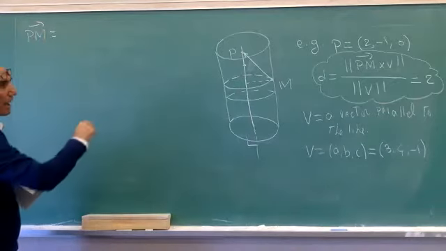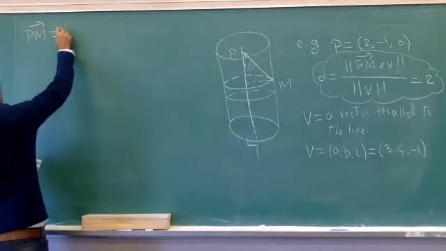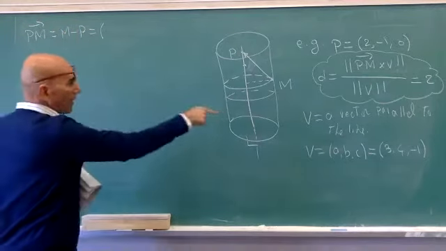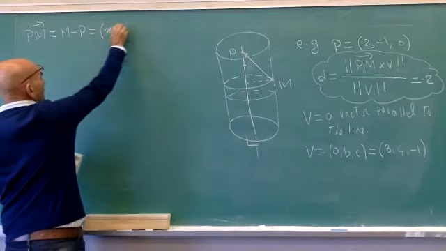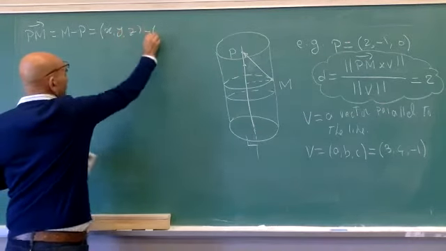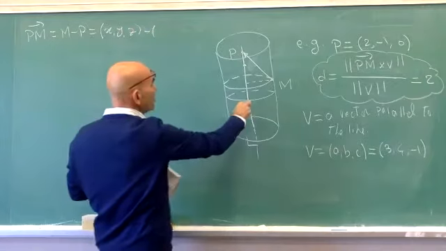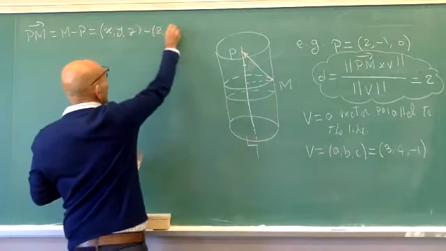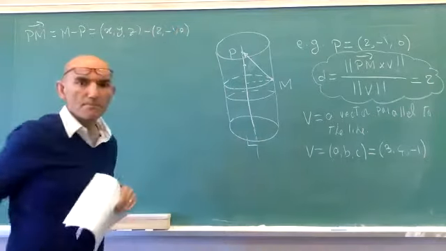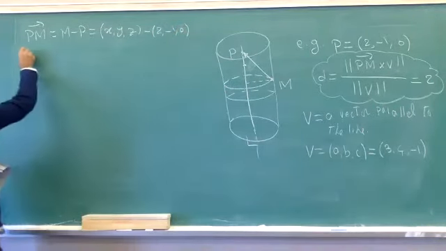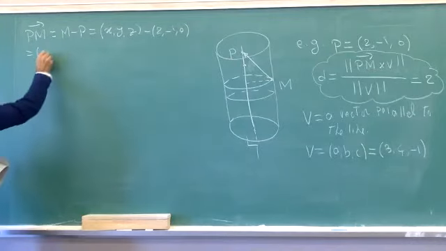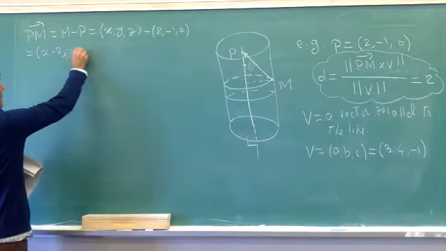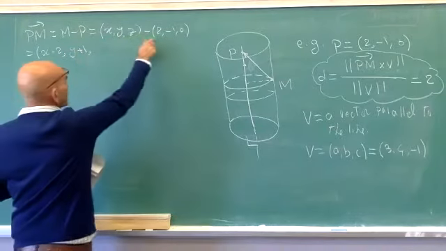PM or MP doesn't matter really, it's just M minus P, right? So point M is XYZ minus P. What is point P? P is 2, minus 1, 0. Okay. So this is equal to X minus 2, Y plus 1, and Z.